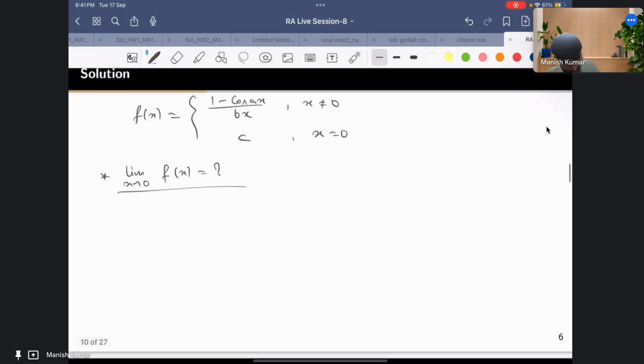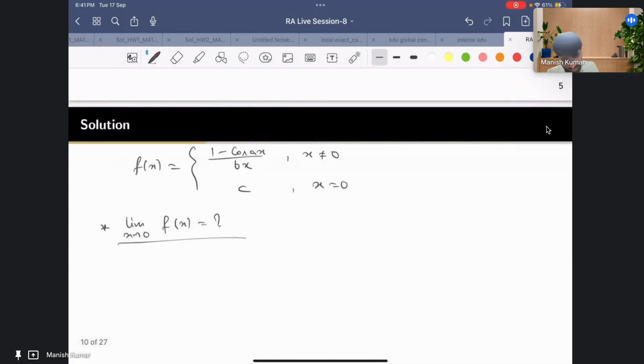You can show it in a different way, but I'll use maybe the easiest thing, L'Hopital, that we all know. I'll just use that directly, or maybe I can simplify it further as well. So maybe let's not use L'Hopital.